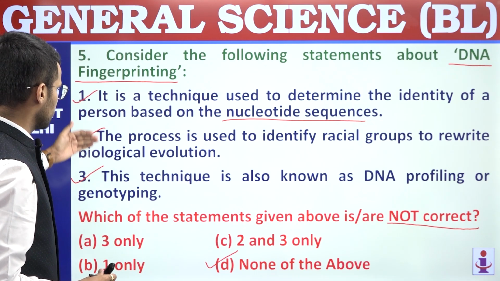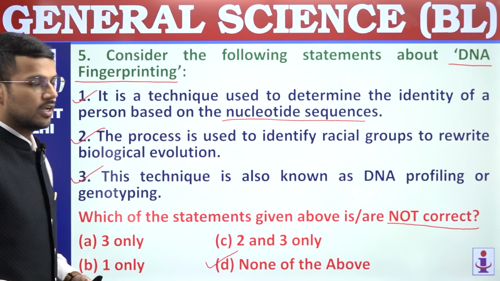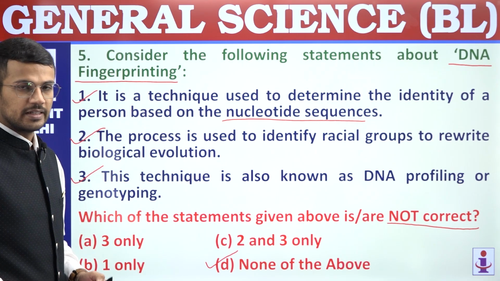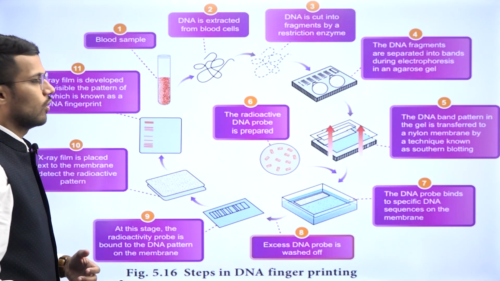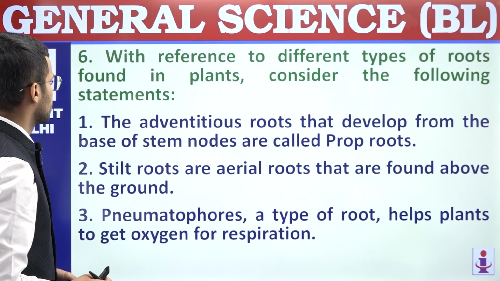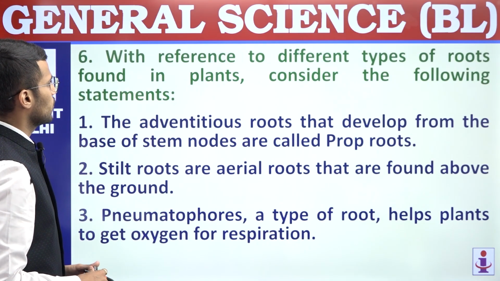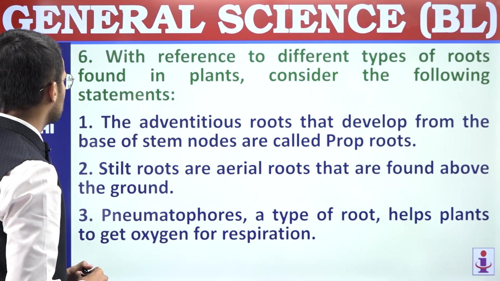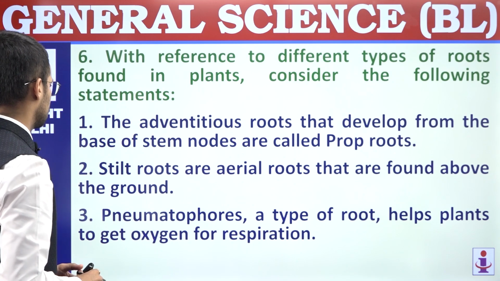So all these three statements are correct. We are supposed to find out not correct, and hence the answer is D. Question number 5, answer is D. So this is how the process of DNA fingerprinting is carried out. Next, question number 6. With reference to different types of roots found in plants, consider the following statements.